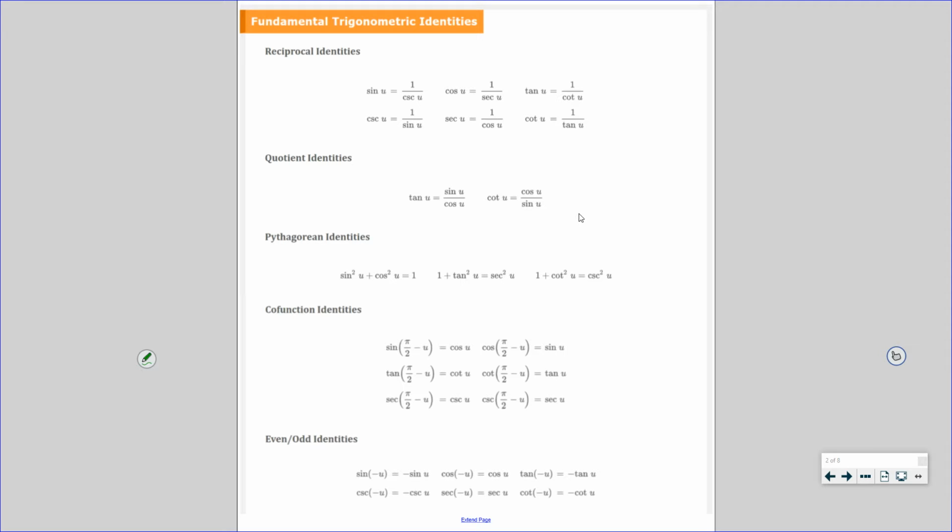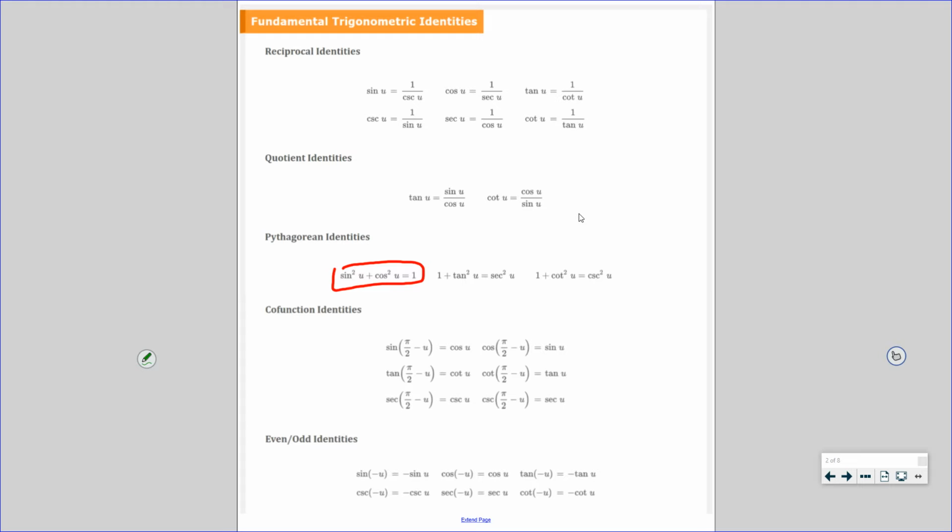Now let me just say, since this class is called pre-calculus, we're always thinking about what we need to know for calculus, right? For calculus, all you're expected to know are the reciprocal identities, the quotient identities, and the Pythagorean identities. Those are the only ones you have to know. So that's why I don't really make you memorize the rest. And these, this one especially, don't even come up that much in calculus.